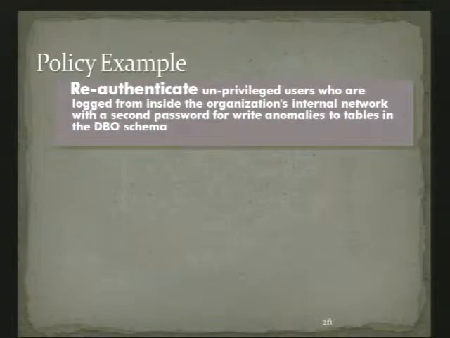So let's look at an example of a particular policy. Let's say a policy says to re-authenticate unprivileged users, so non-DB-owner kind of users, who make a connection from inside the organization's internal network, with a second password for write anomalies to tables in the DBO schema. Now this is after some anomaly has been detected by the detection engine.